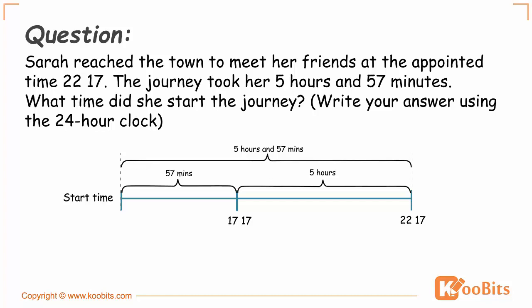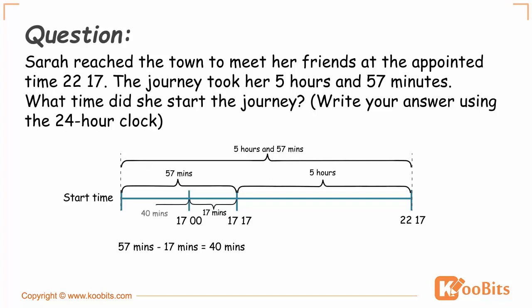Can you see that there are 17 minutes from 1700 to 1717? So, out of 57 minutes, we have counted 17 minutes. 57 minutes minus 17 minutes equals 40 minutes. So now we just need to move back 40 minutes further. Do you get it? Great! Let's move on to the next part.